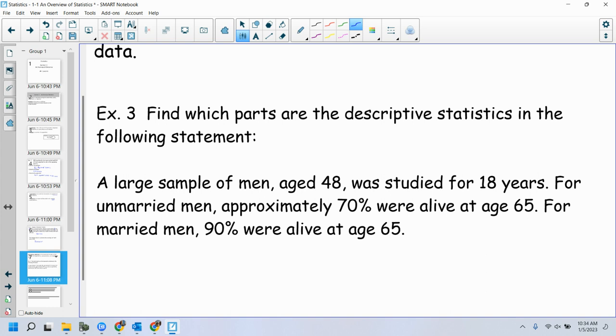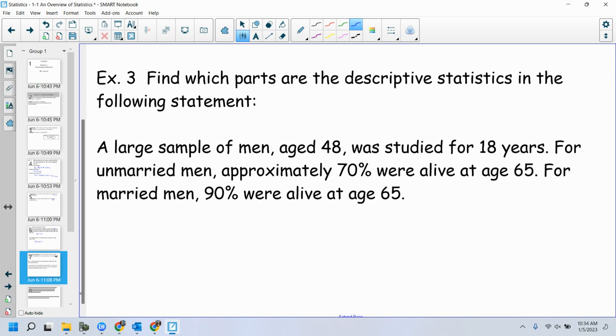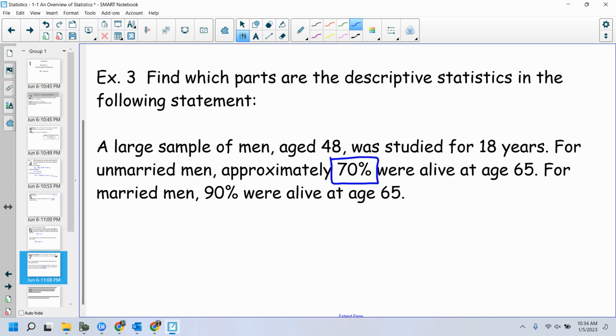Was studied for 18 years. For unmarried men, approximately 70% were alive at the age of 65. For married men, 90% were alive at the age of 65. Okay, the descriptive statistics here: 70% were alive at the age of 65, 90% were alive at the age of 65, right? Those are the descriptive pieces, right? That's it. There's no feeling.